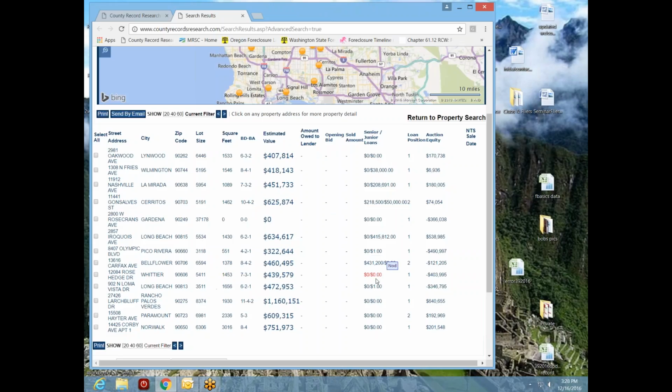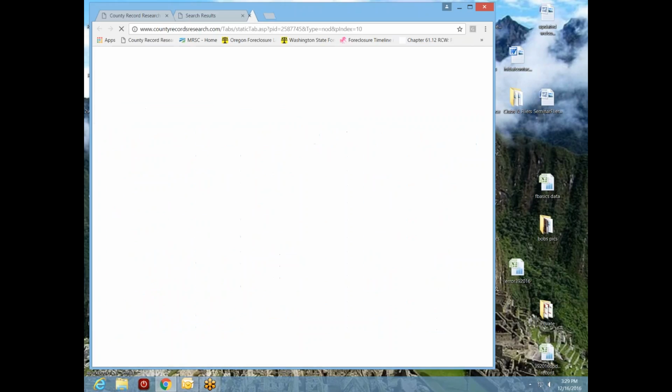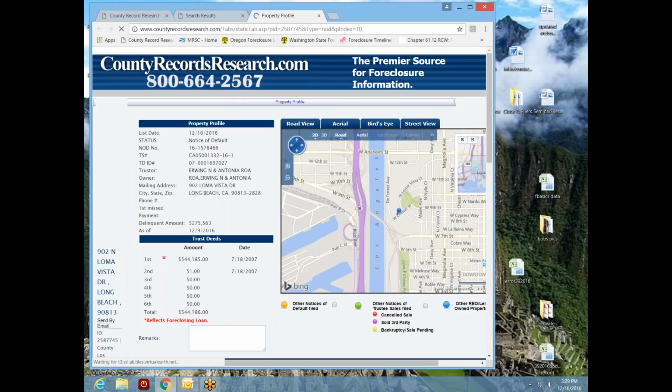Right down the list from that one is this property on Loma Vista Drive in Long Beach. Now this is a 2-bedroom, 1-bath. Now our system says this has an auction equity of negative $346,000. Okay, so I'm going to go ahead and open up that profile.